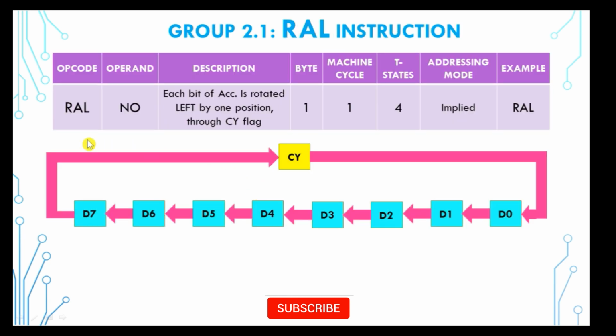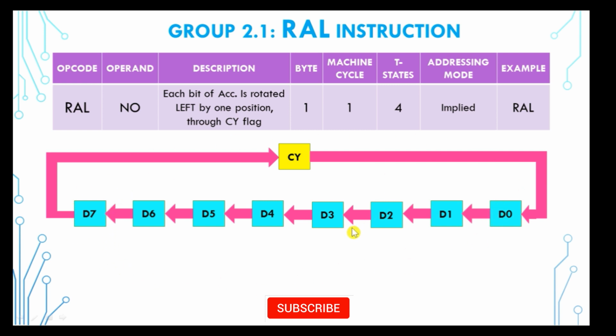RAL instruction, this opcode is the short form of rotate accumulator left. In this instruction, each bit of accumulator is rotated left by one position through the carry flag. So students, look into this picture. Here you can see that the D0 bit is copied into the D1 and D1 bit will be copied into the D2 and so on. This D7 bit, which is the MSB bit of accumulator, will be copied into the carry flag and carry flag value will be copied into the D0. In this way, total rotate operation is performed.